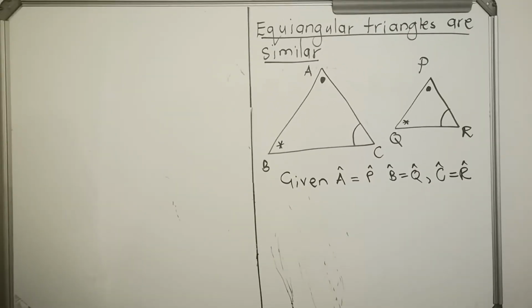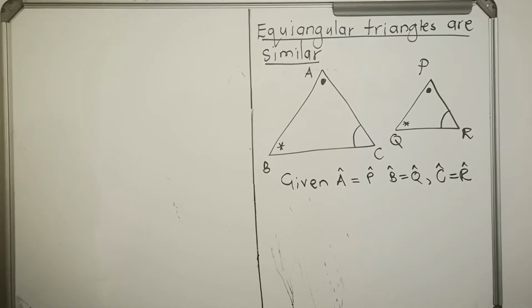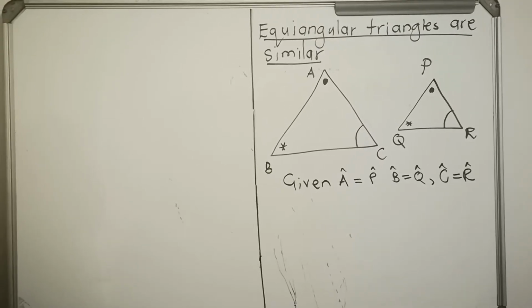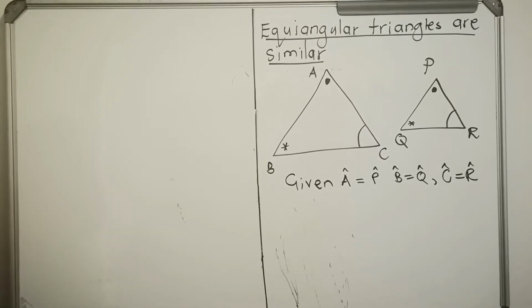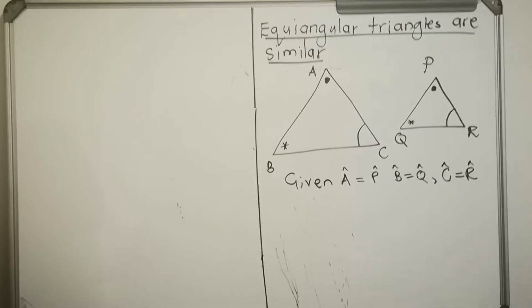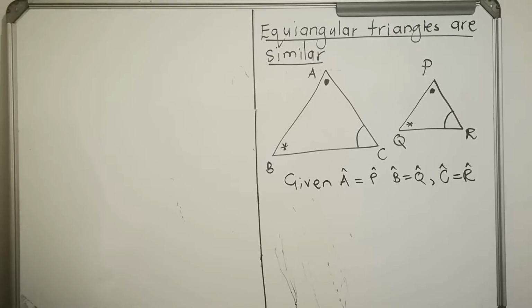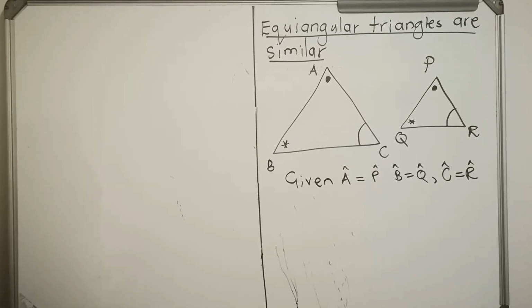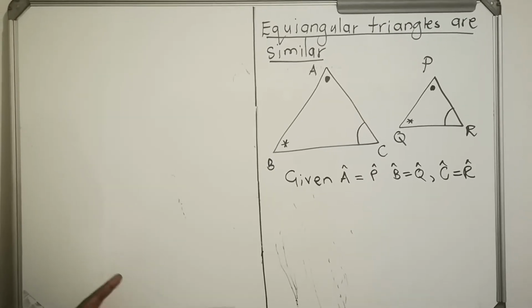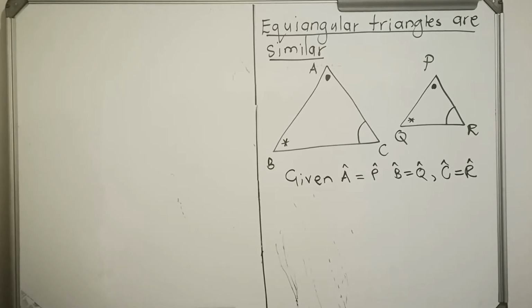Grade 12s, this is a theorem. We're going to prove a theorem that states that equiangular triangles are similar. In your syllabus, you are required to know 6 theorems. Four of the theorems you did in grade 11, and then 2 in grade 12. This is one of the 2 that you do in grade 12.